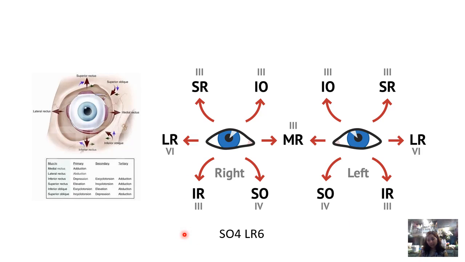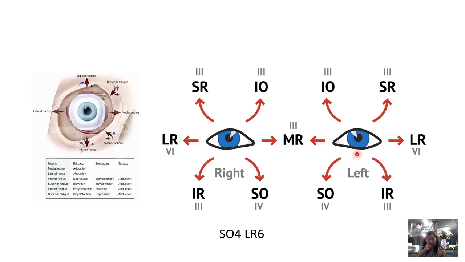So this is the usual mnemonic to remember it, SO4, LR6, and everything else is controlled by cranial nerve 3. And what you can also see is that in the eye, if you can imagine, if you're looking towards the left, your right eye will actually move towards the nose, and your left eye will actually move outwards temporally. So different muscles are actually being activated like this.